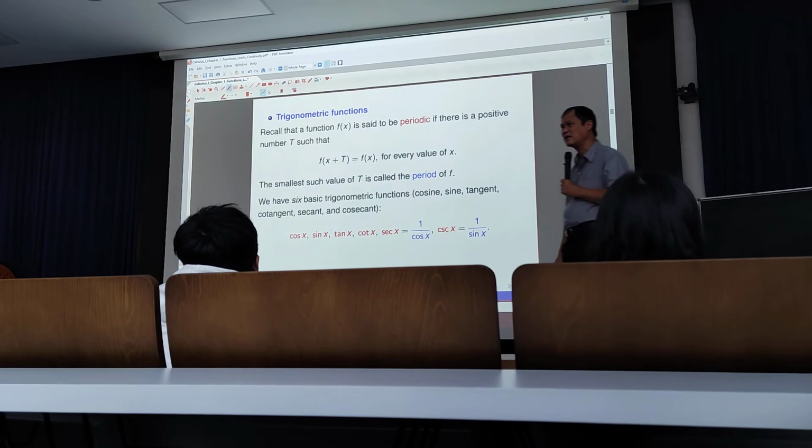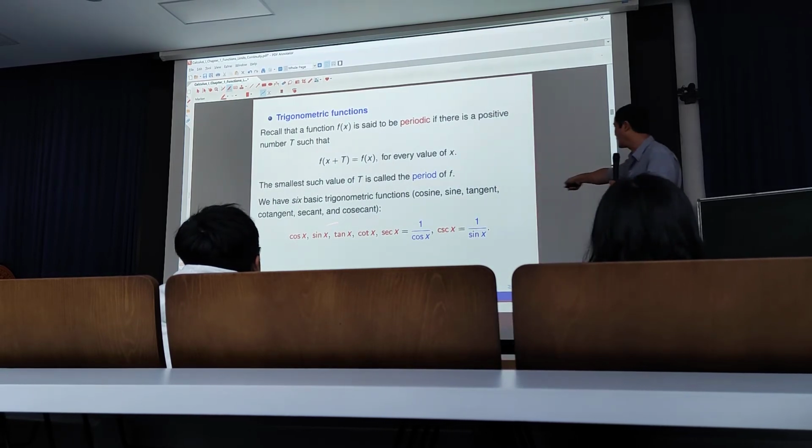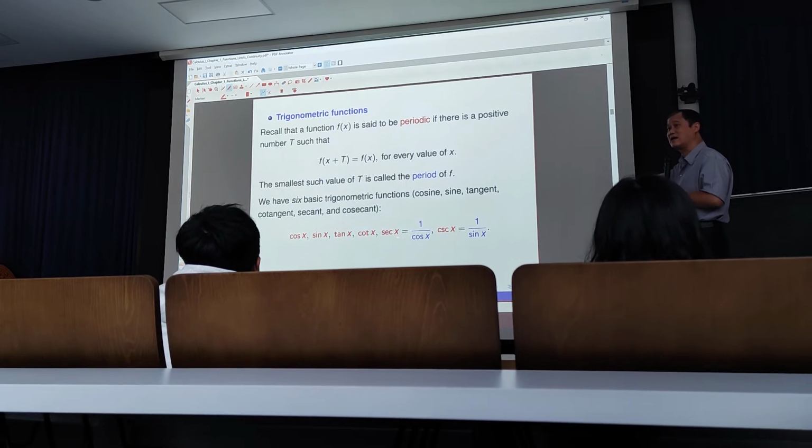Reciprocal là cái gì? Là nghịch đảo. Reciprocal of cosine A is sec A. Reciprocal of sin A is cosec A. So these six functions you should understand.